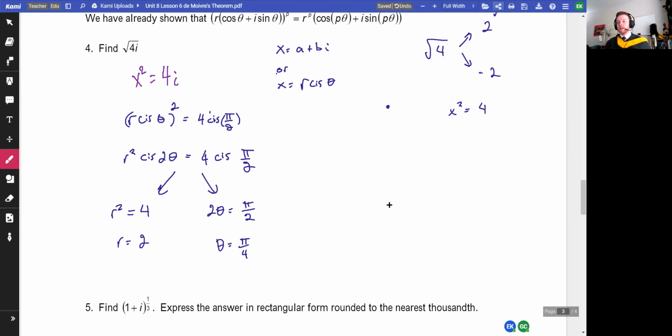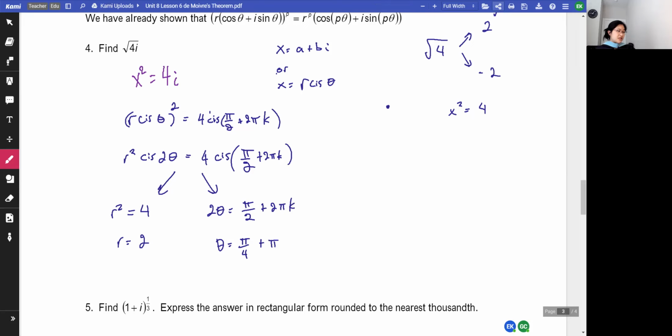But we have made a glaring, not mistake, but is pi over 2 the only angle you could have given me? No. What could you have given me? Pi over 2 plus 2 pi k. Yeah, I'm going to add that there, here, and here. So when we divide, we get plus pi k. If you think back to trig, when we had 2 theta, we divided by 2, and it also impacted the 2 pi k.